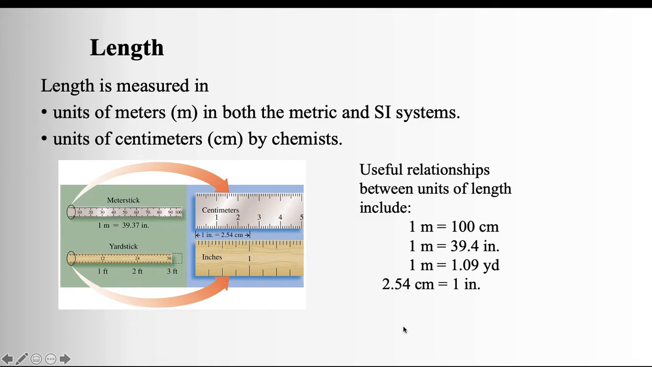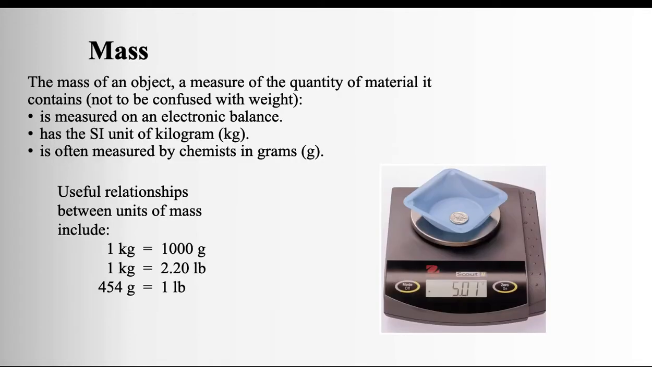Let's look at mass. What is mass? It is a measure of how much stuff you have in an object. So the quantity that it contains. It's not the weight, because the weight is actually a force. It's mass multiplied by the acceleration due to gravity. Therefore, it's not a weight, it's just how much stuff you have in a particular object. The weight is going to be different depending on gravity.